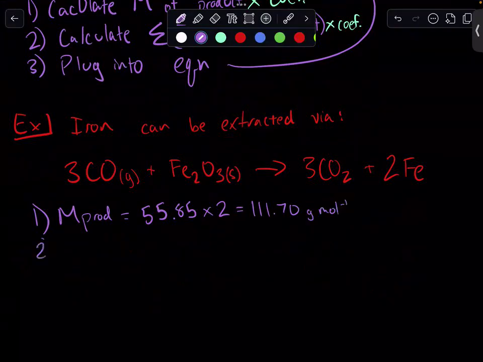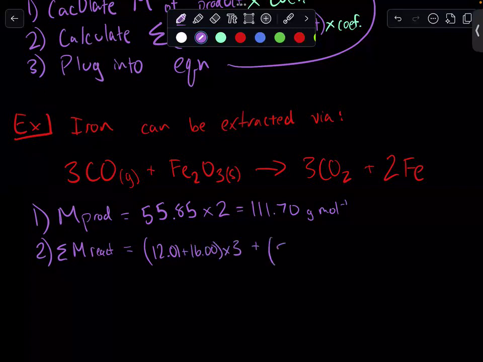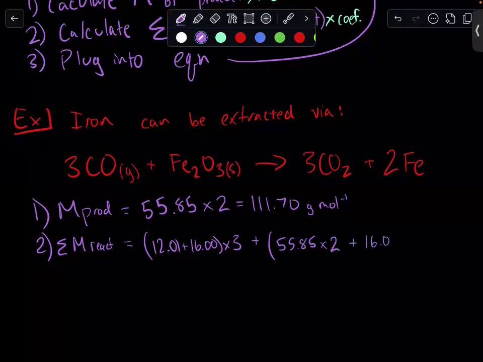Remember, this is a molar mass. We'll keep our units. The sum of the mass of our reactants, that is going to be our carbon monoxide, which is 12.01, plus our oxygen, 16.00, times our coefficient of 3. Plus, now Fe2, that's again 55.85, but within the parentheses, I'm going to multiply by 2 for the subscript, plus 16.00 times 3. Remembering that this is CO and this is the molar mass of Fe2O3.